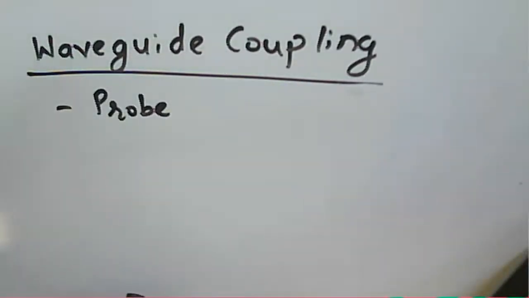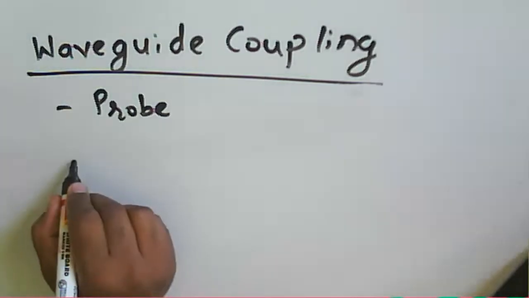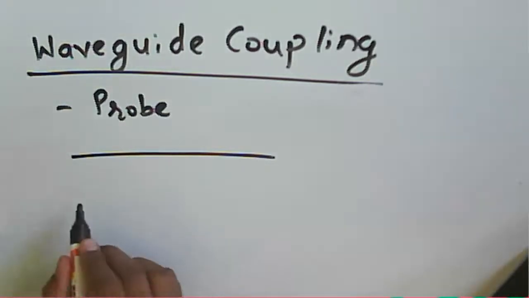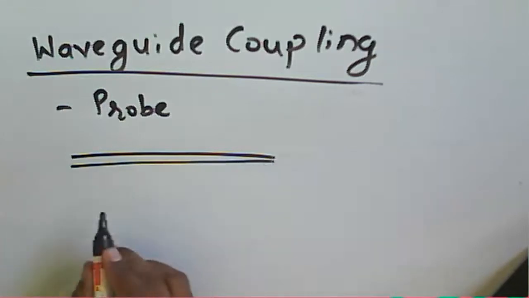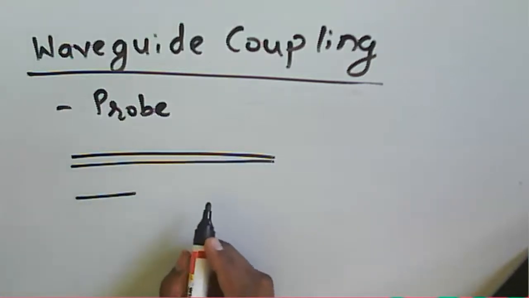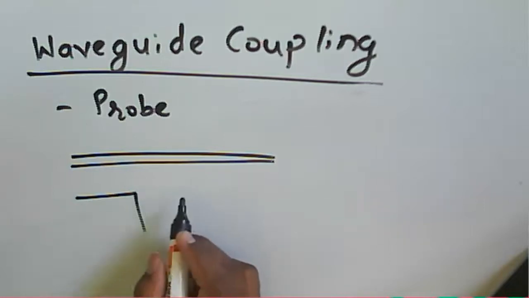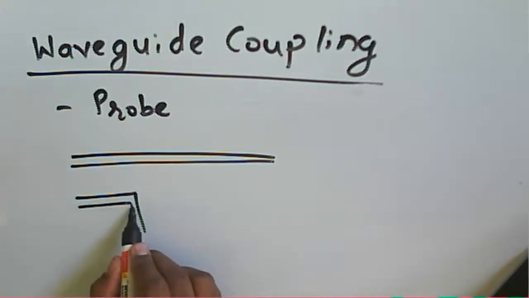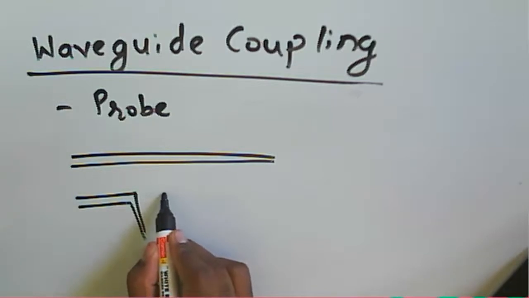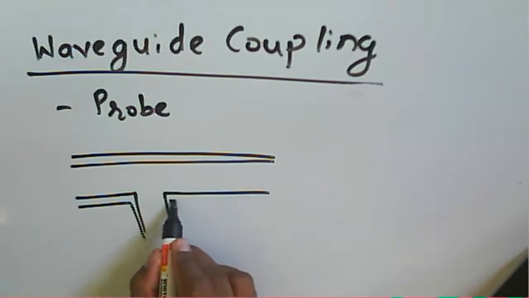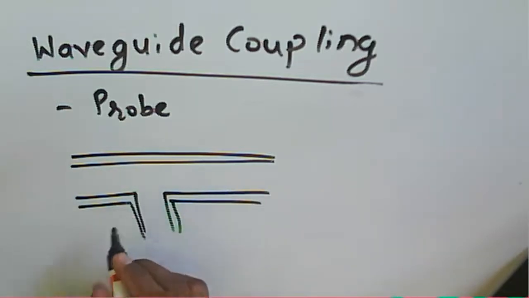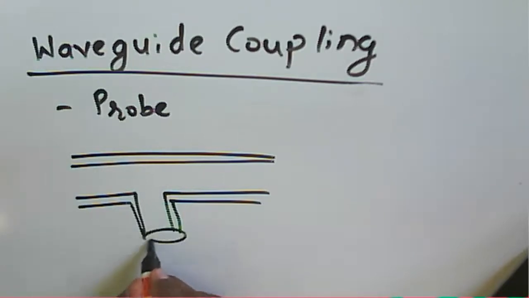So probe coupling means what? A small probe is there. That small probe is inserted inside the waveguide. Now this one is your waveguide. Inside the waveguide, there is a small probe coupling here. That small probe is nothing but a small section of a coaxial cable that will be inserted inside the waveguide here, and through that a power will be coupled to the guide. That is supposed to be drawn here as a probe now.